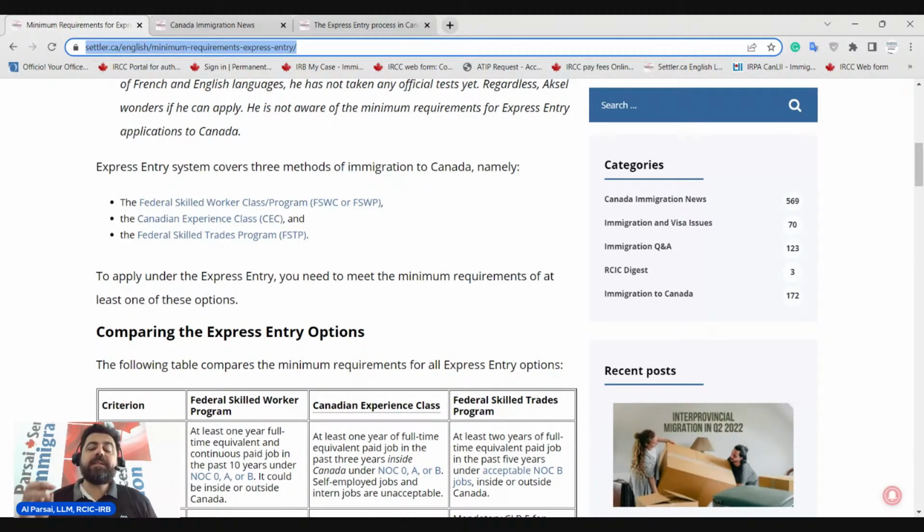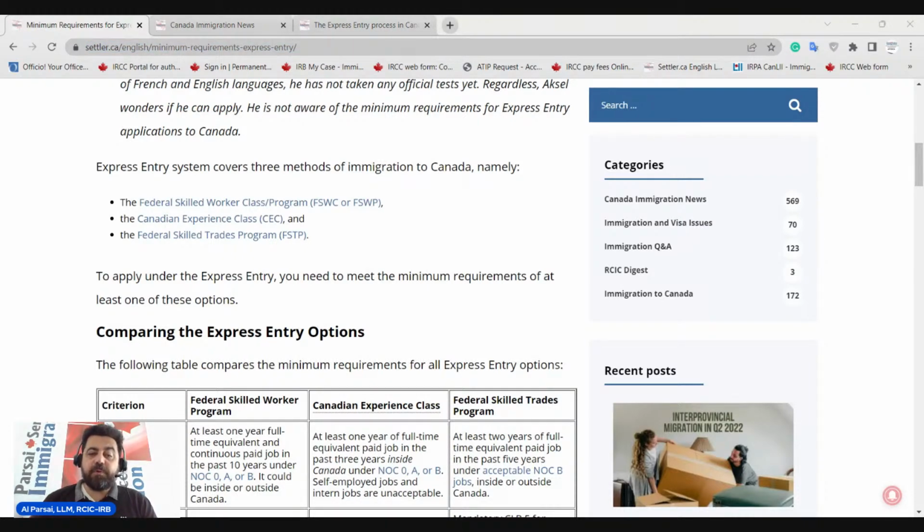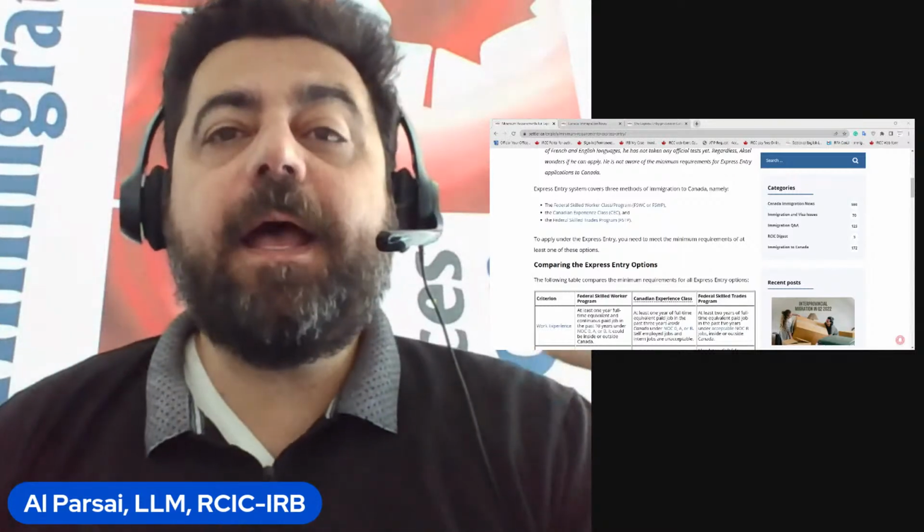Okay, so what is the Federal Skilled Worker Program? The Federal Skilled Worker Program is a relatively traditional economic immigration option to Canada. Based on this program, you can immigrate to Canada based on your education, your work experience, whether you have connections in Canada, whether you have a job offer in Canada, etc.